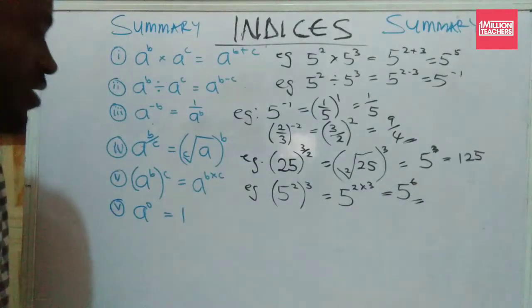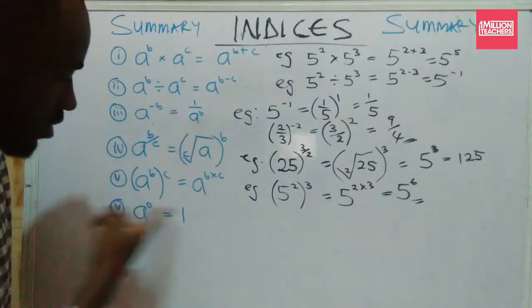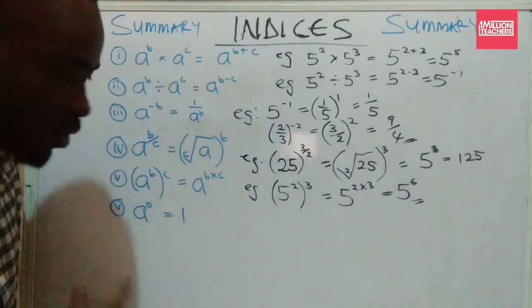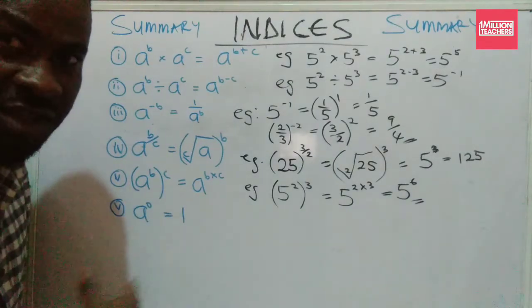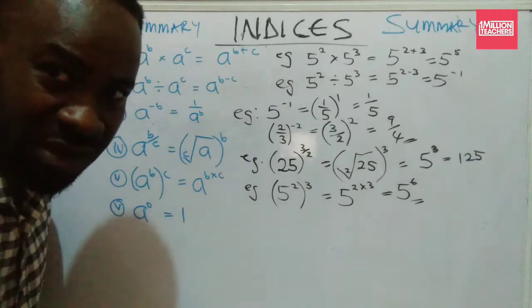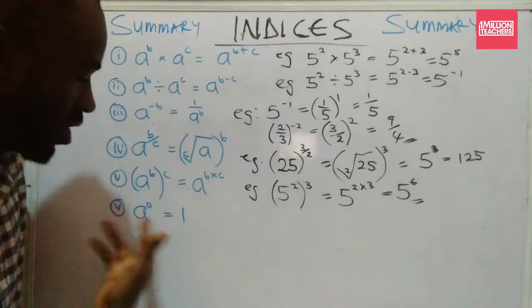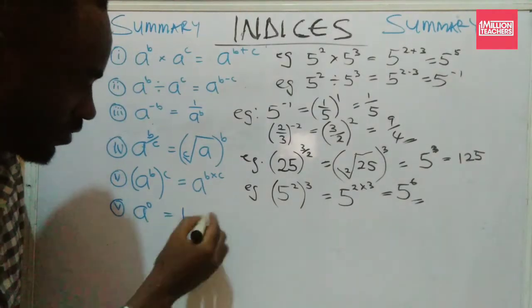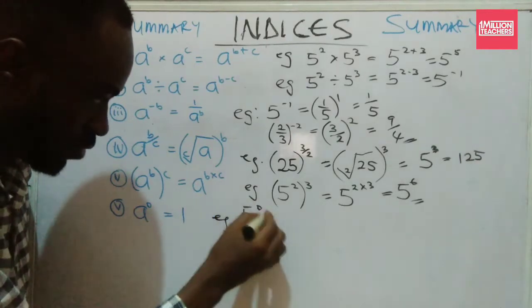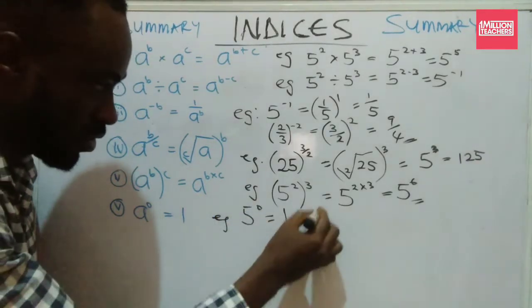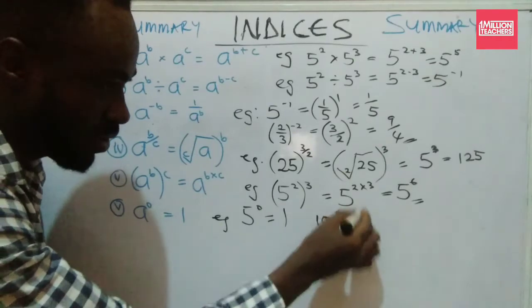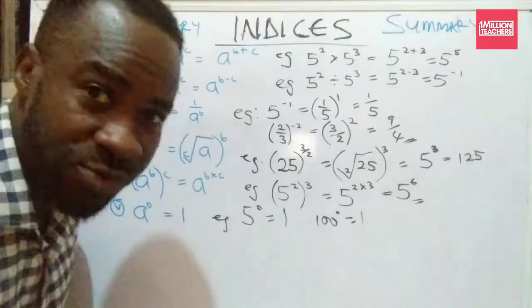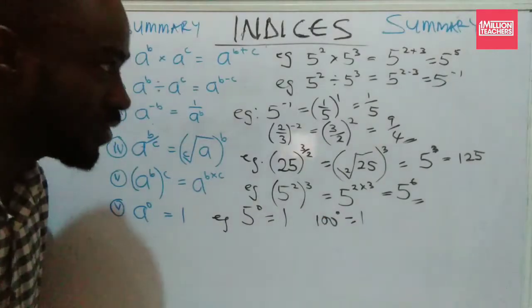6. And then the last one, I know I didn't talk about this one, but this law we actually talked about even in our primary school and junior school. Any number raised to the power of 0 is 1. So for example, 5 raised to 0 equals 1, 100 raised to 0 equals 1. Any number raised to 0 is 1. That is what this last law is saying.